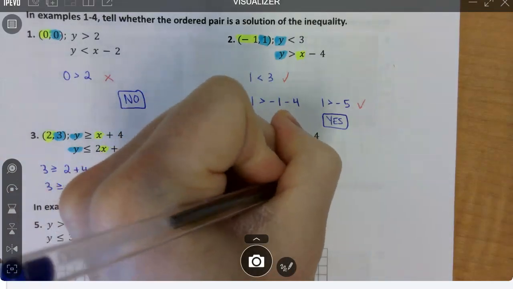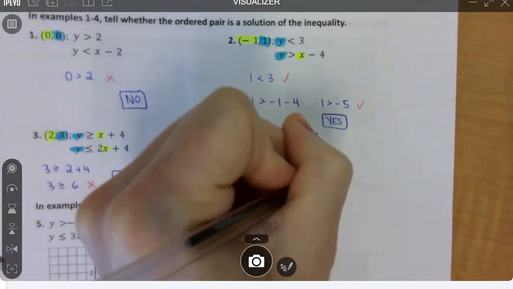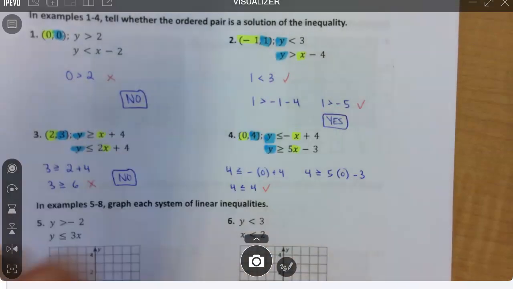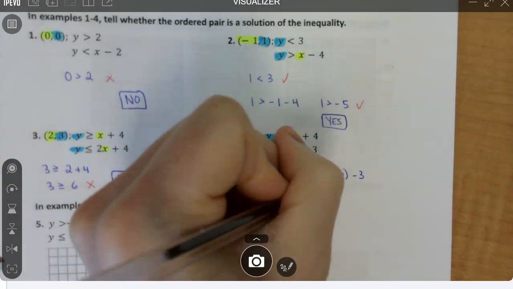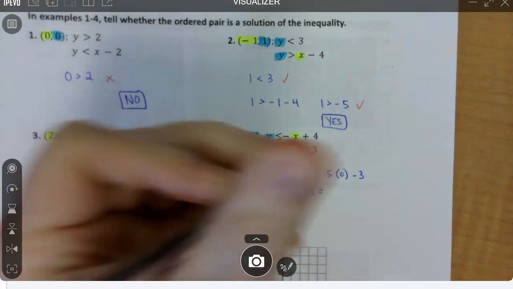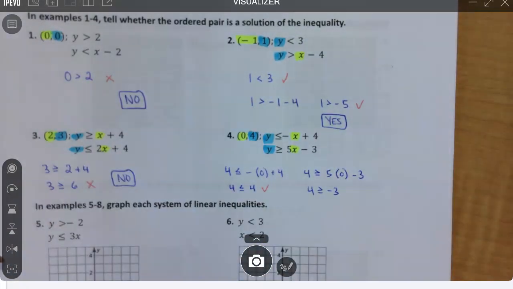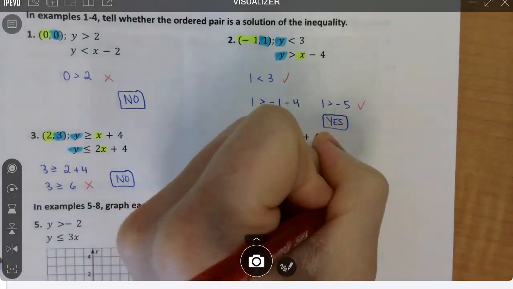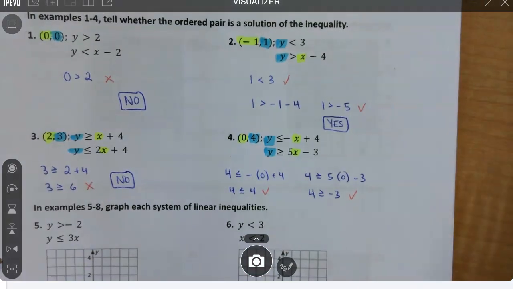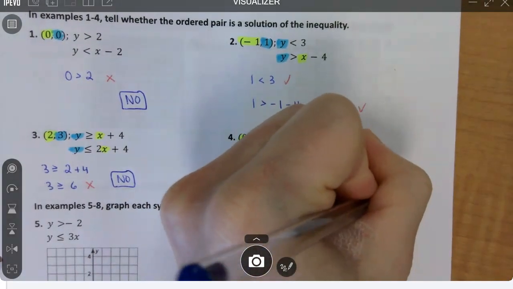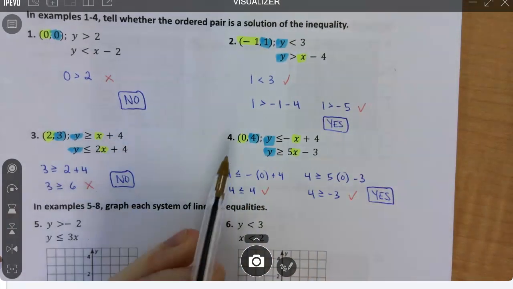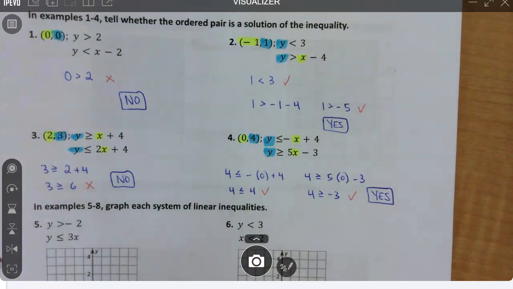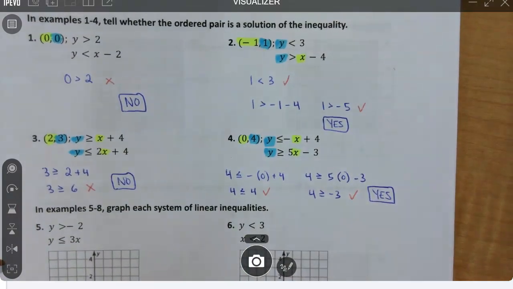So now I'm doing 4 greater than or equal to 5 times 0 minus 3. That's going to simplify to be 4 is greater than or equal to negative 3. And I believe that works. 4 is greater than or equal to negative 3. So check. So this would be in a situation where, yes, the ordered pair 0, 4 does solve the system of inequalities. It's one of the solutions for the system of inequalities.